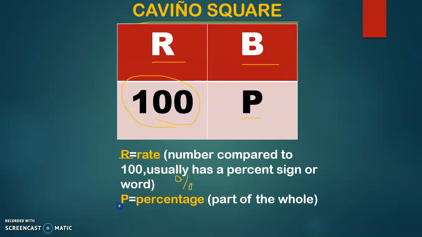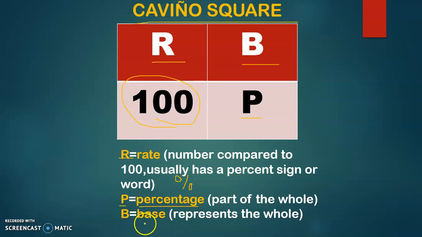Ang percentage naman, or the P, ito nasa baba, is the part of the whole. P represents the part of the whole. Ito ay ang parte ng kabuuan. Okay, so part of the whole, yan yung percentage or the P. And of course, the base represents the whole. So, ang base naman, itong B na to, it represents the whole. Ito ang nagre-representa ng kabuuan.